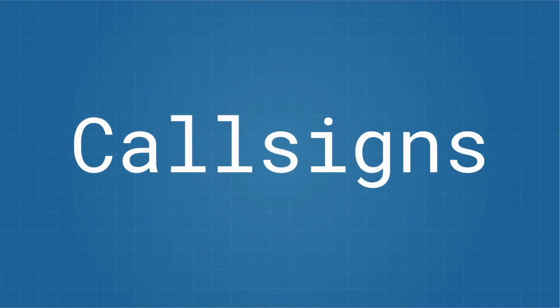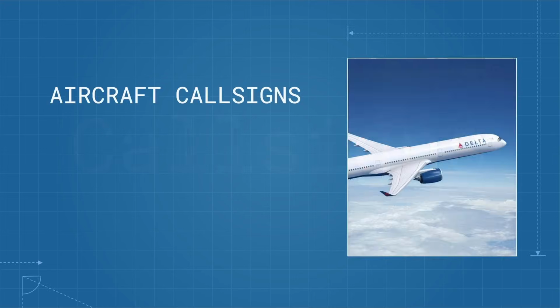But let's start simple. Call signs, as you may know, are how aircraft and ATCs are named, identified, and referred to over the radio. There are two main call signs that aircraft will utilize. The first are called registration call signs. All aircraft are required to have a unique alphanumeric code displayed on the outside of their fuselage, and some aircraft, usually small aircraft, will use this code as their call sign on the radio.